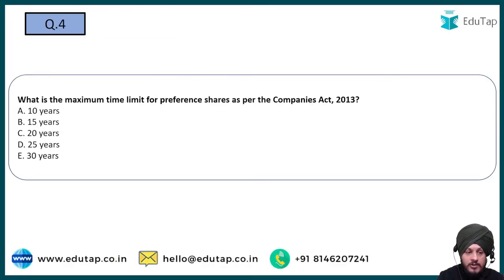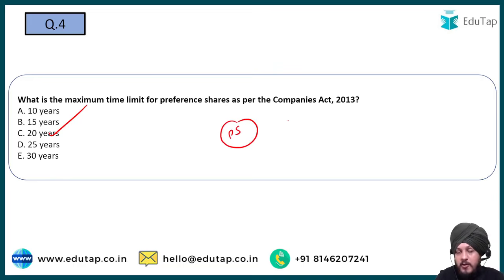Now moving on to question number 4. What is the maximum time limit for preference shares as per Companies Act 2013? Option A, 10 years, B, 15, C, 20, D, 25, or E, 30 years. So the correct answer to this question as per company law is going to be option C, that is 20 years. Because if we talk about the preference shares, right?